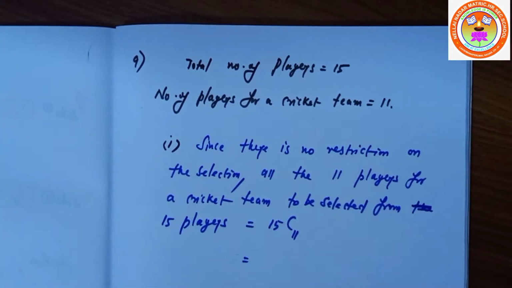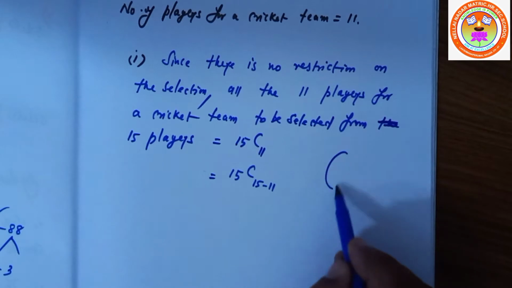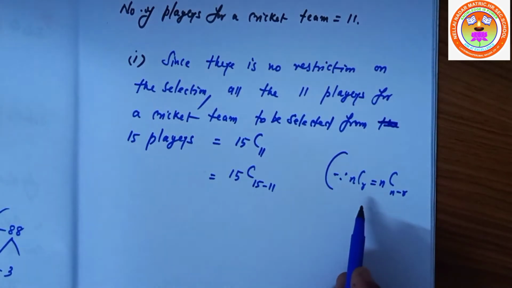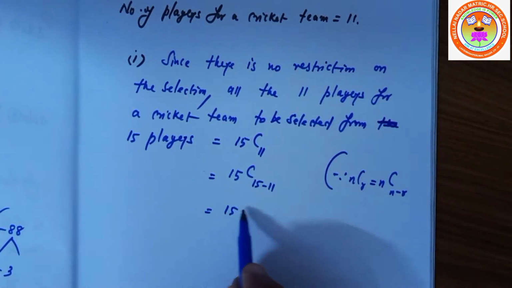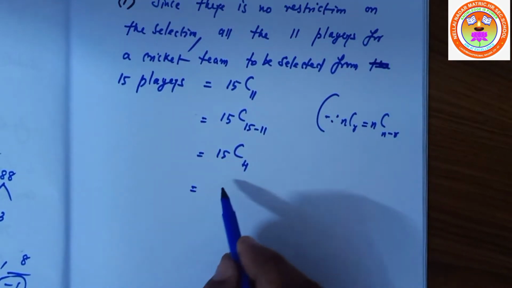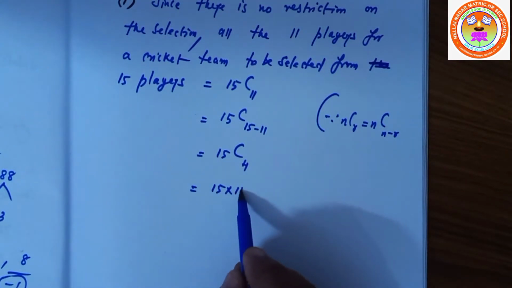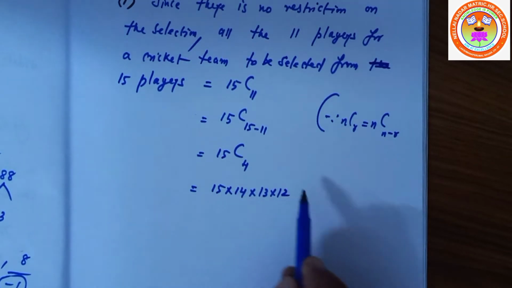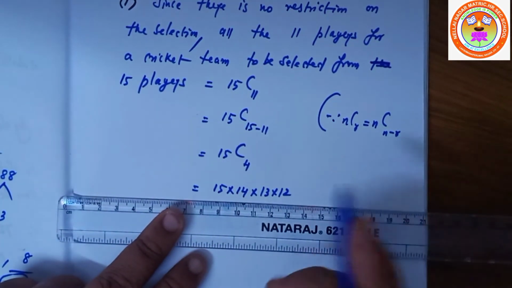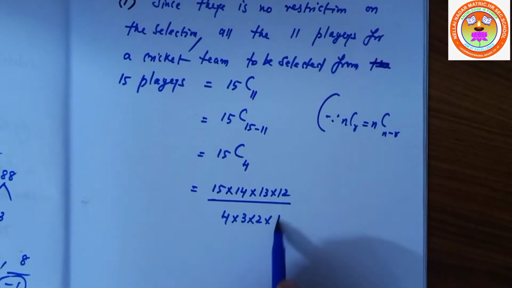Okay, 15C11 can be written as 15C(15 minus 11), because nCr is equal to nC(n minus r). There is a property. I have applied the property. So 15C(15 minus 11) is 15C4. Now we can do the calculation. You start with the 15, keep on reducing 1. 15 becomes 14, 14 becomes 13, 13 becomes 12. Only 4 numbers in the numerator because the value of r is 4. Divided by 4 factorial, that is 4 into 3 into 2 into 1.